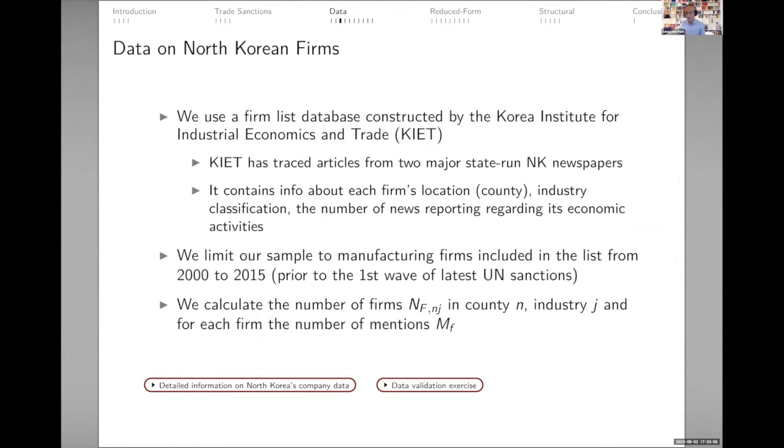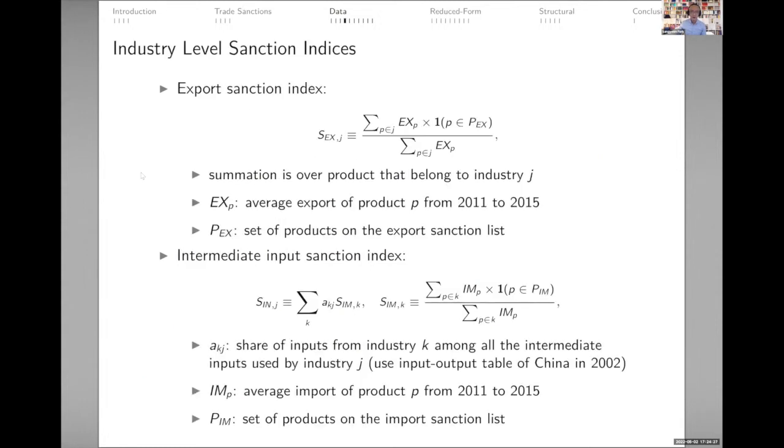So we do this data validation exercise, and we look at the number of firms mentioned, how that correlates with the nightlight intensity and also the population before the sanctions. And we find a strong positive correlation, indicating that at least the number of times firms are being mentioned does seem to be a good predictor of the size of the economy at the county level. So we'll go ahead with using this data set.